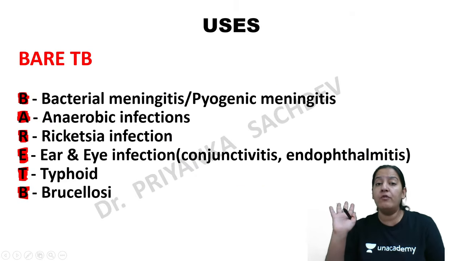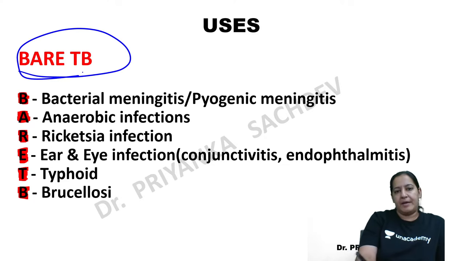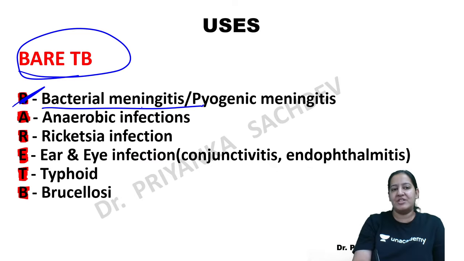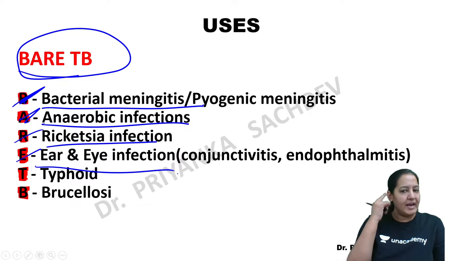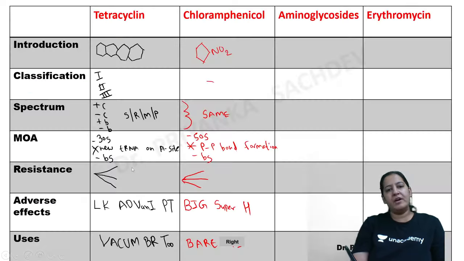Still, if you want the list of the uses, there is a mnemonic, BARE TB. B for bacterial meningitis, it can be used: the bacterial or pyogenic, pus-forming meningitis. A for anaerobic infections. R for rickettsia, right? E for ear and eye infections, that is conjunctivitis and endophthalmitis. T for typhoid, and B for brucellosis. So BARE TB is the mnemonic.